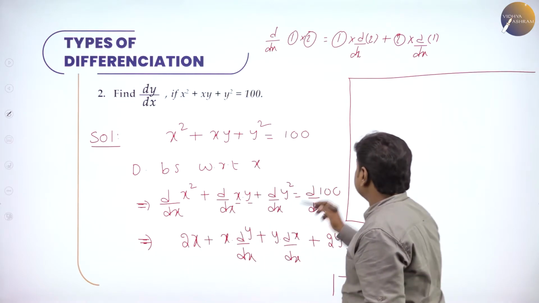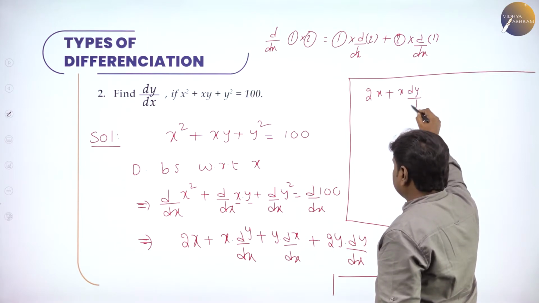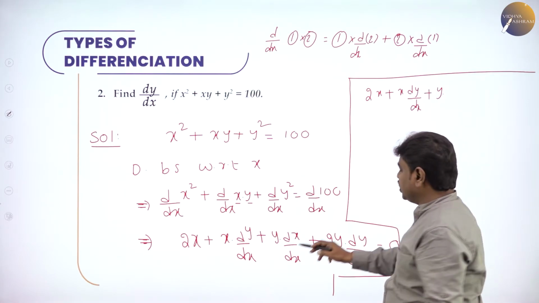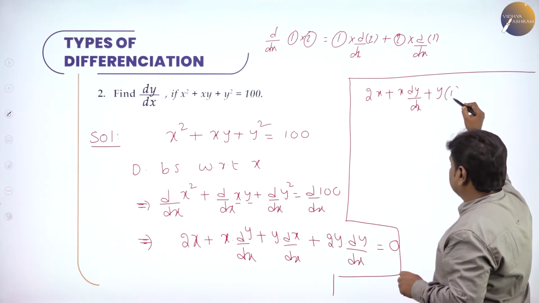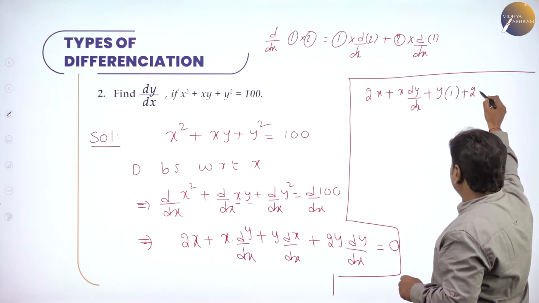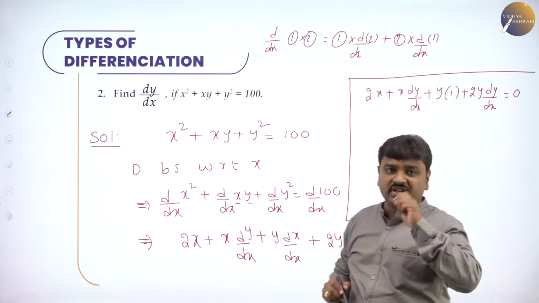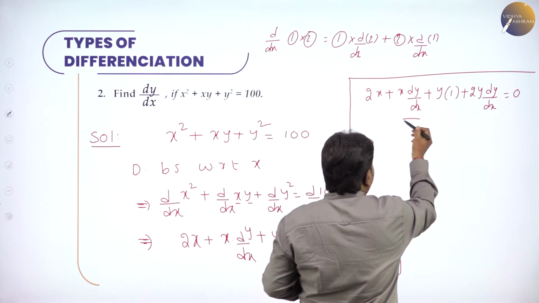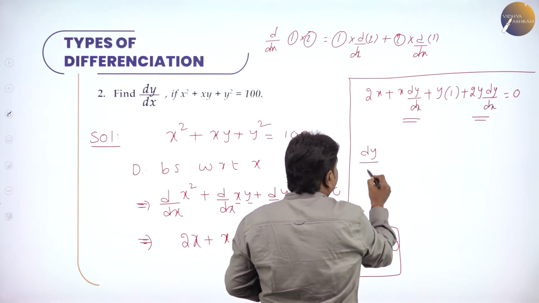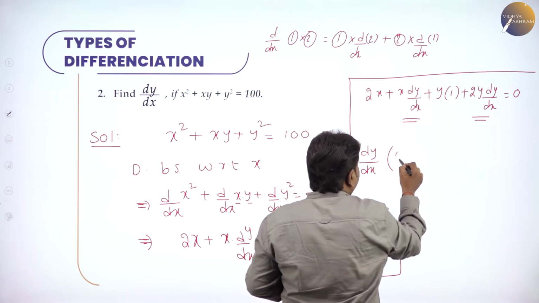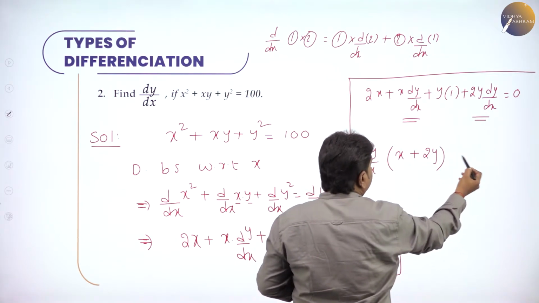Now here it is 2x plus x into dy by dx plus y into, what is d by dx of x? All of you know, differentiation of x is what? 1, plus 2y into dy by dx is equal to what? 0. Now we are interested in dy by dx. So here I have dy by dx, here I have dy by dx. In these two terms I'll take dy by dx common. So it will become x plus 2y, and non-dy by dx terms transfer to RHS.